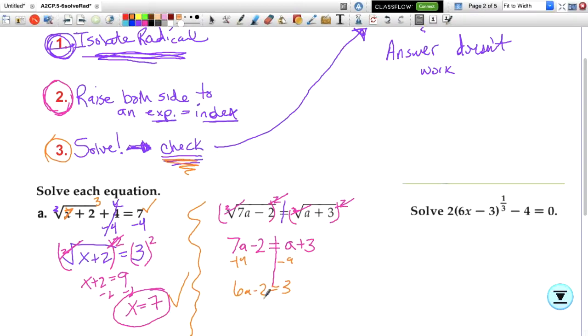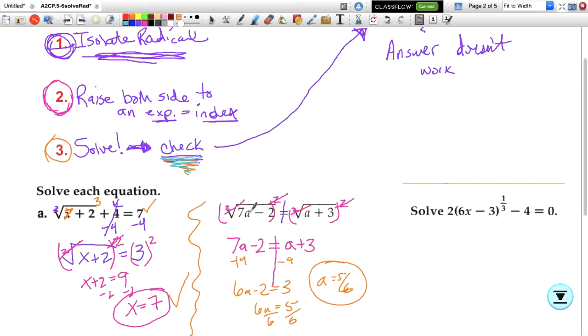I'm going to add 2. I get 6a equals 5. Divide by 6, divide by 6. I get that a equals 5/6. Now the last step that I should take is to plug it in and check. I'm serious. Actually do it, because we are going to find, and I wouldn't tell you this if it wasn't something you were going to say, that you're going to eventually at some point hit a no solution.